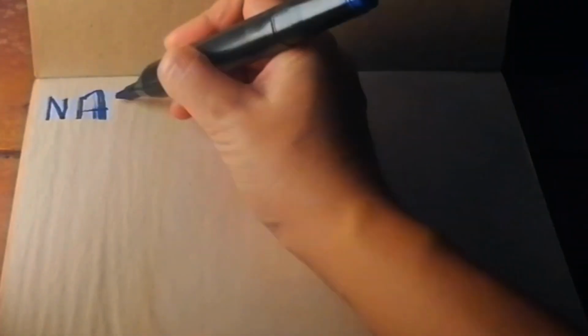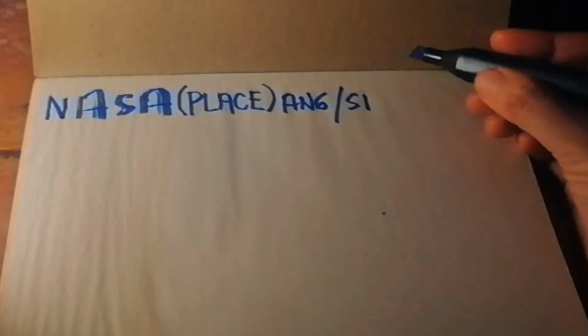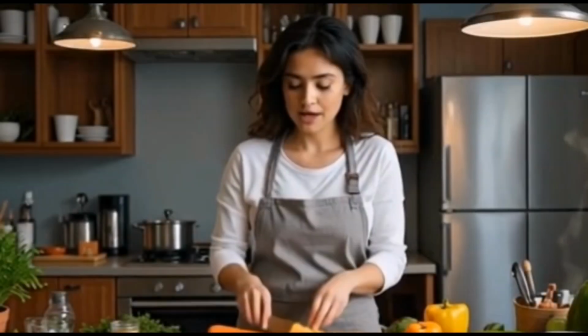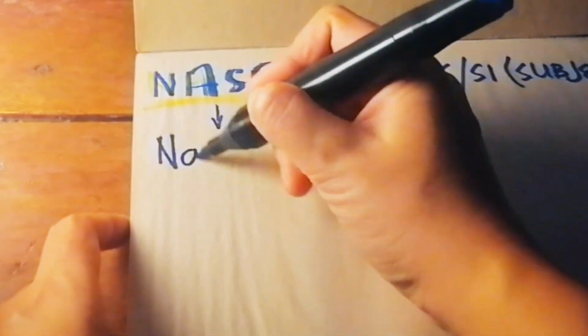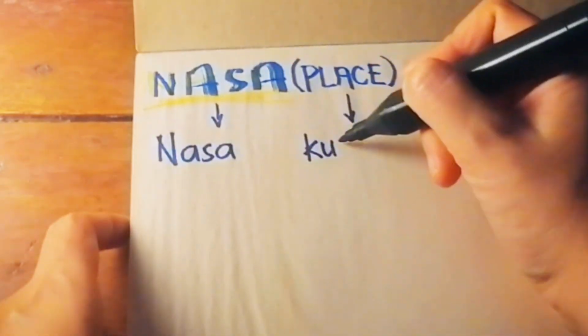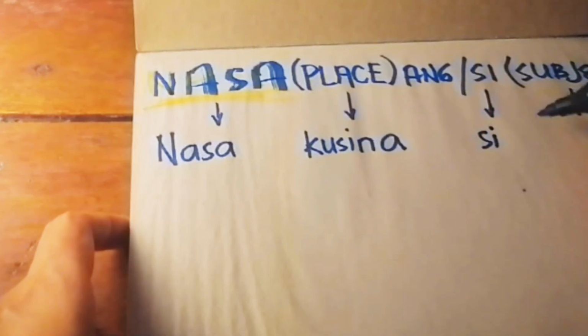So we'll use our sentence pattern. Nasa, place, si, or ang, then the subject. Mother is in the kitchen. So how do you say that in Filipino? We'll use nasa, then the place is kusina, and we'll use si this time, then nanay. The subject, mother, right?